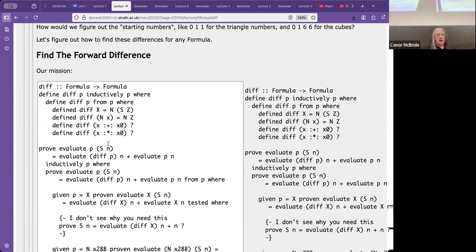I don't know. Why don't you tell us what happened, Clemens, in the first case? What happened in the first case? So let's see.